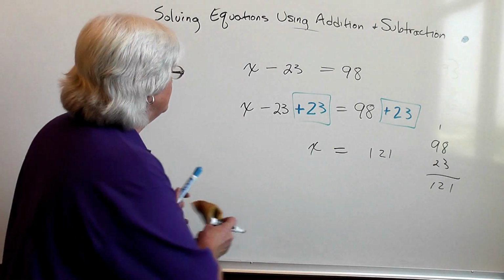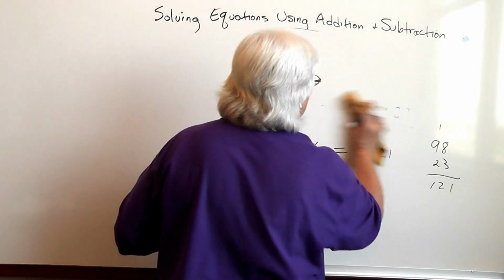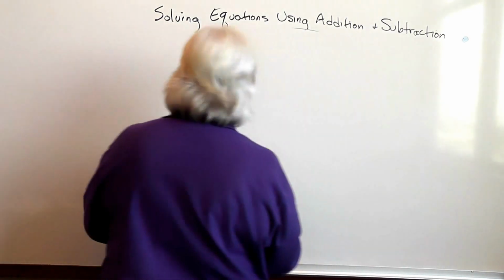Well, let's look at a different one. What if we have x plus 17 is equal to 43?